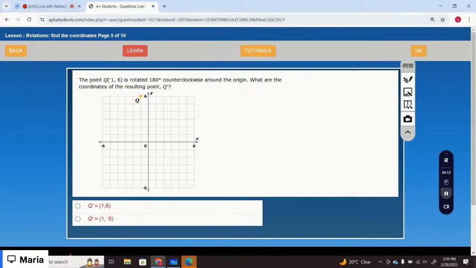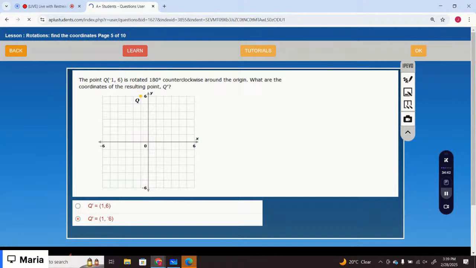The point Q (-1, 6) is rotated 180 degrees counterclockwise around the origin. What are the coordinates of the resulting point Q'? Option number 2 is the correct option. Got it? Okay, you can complete the lesson by yourself later today.